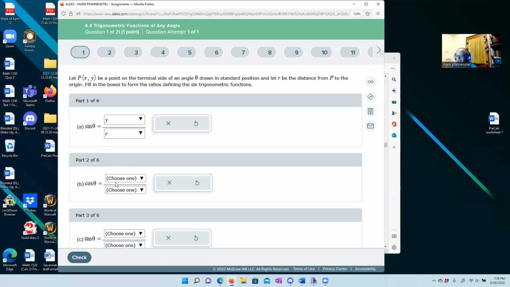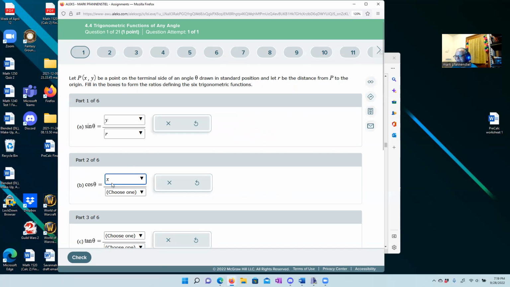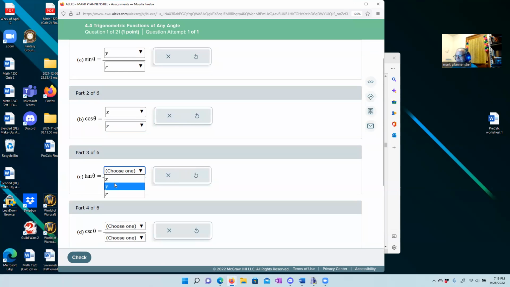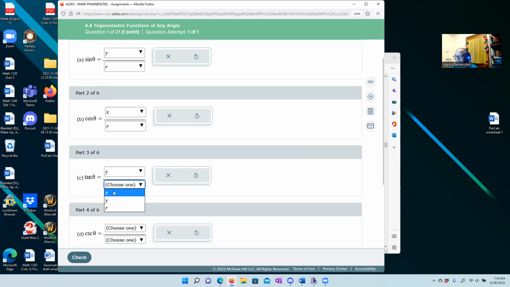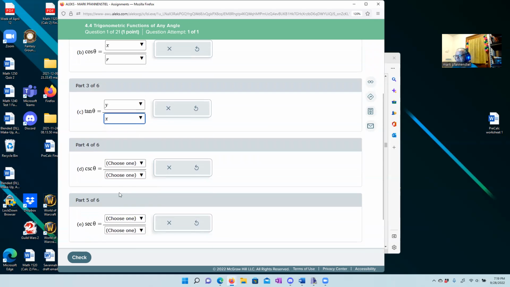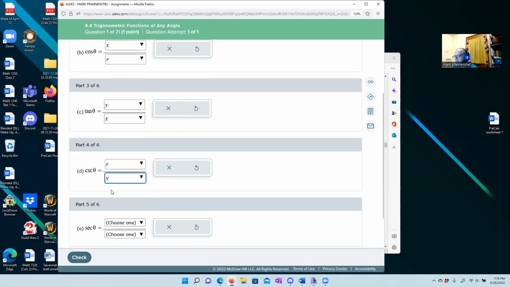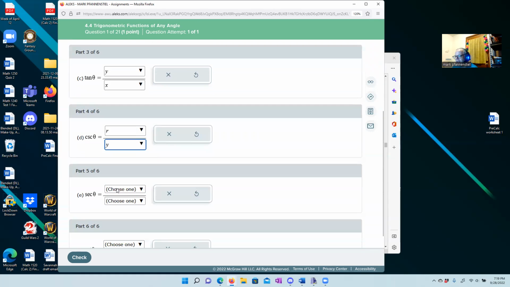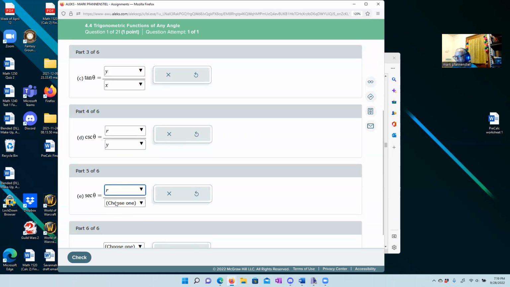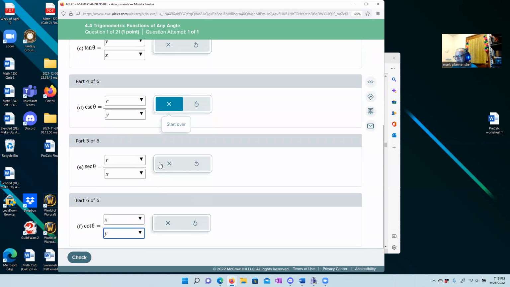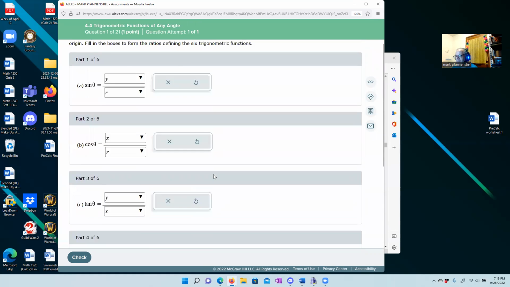So cosine is the adjacent, the x part, over the r. Tangent is going to be the y part over the x, the opposite over the adjacent. Cosecant is going to be r over the y part, because that's the reciprocal of sine. Secant is going to be r over the x. And cotangent is just the reciprocal of the tangent. The tangent was y over x, this is x over y. So that's what we have for all of that.